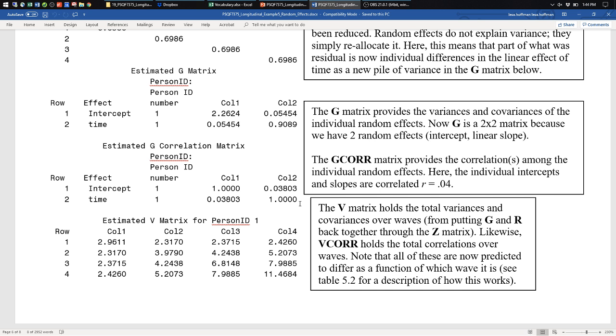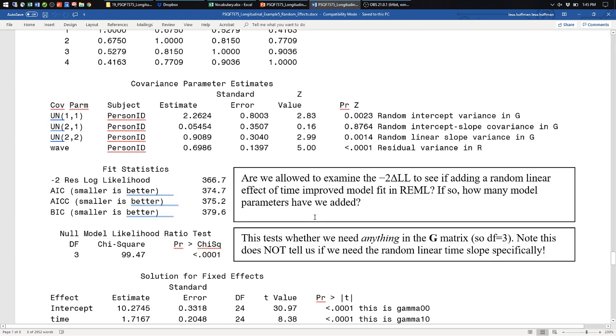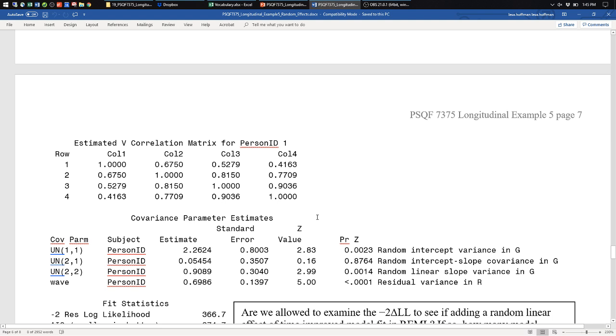And lo and behold, look what happened to my predicted variances over time. They grow! Look what happens to my covariances over time. They change! It's beautiful. So now we have a new pattern. Where did that pattern come from? We'll talk about that next time. It's magic.